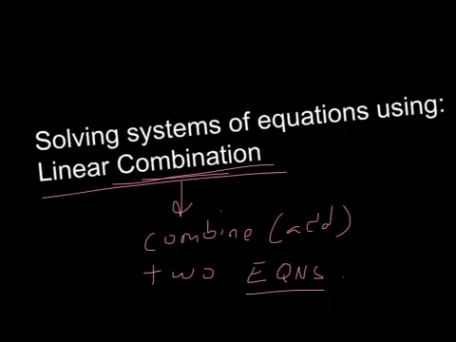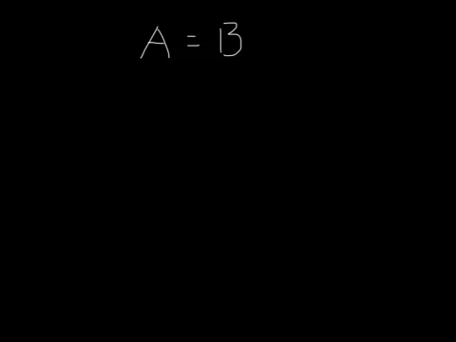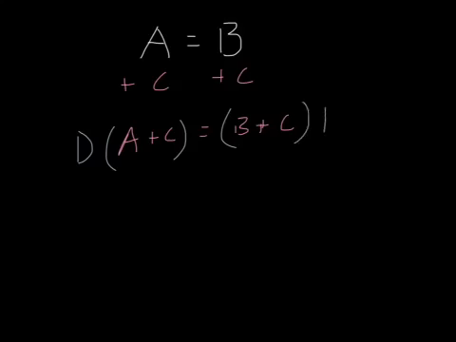So what we know is that as long as we do the same thing to both sides of the equation, provided it's a reasonable operation, the equation stays true. So imagine if I have a equals b, I can add c to both sides. Then I have a plus c equals b plus c. And I could multiply both sides by some number d.